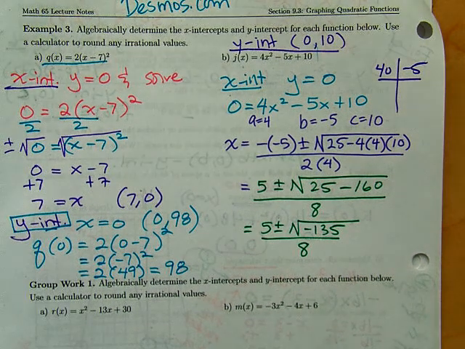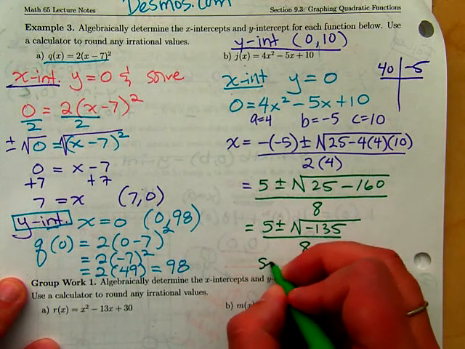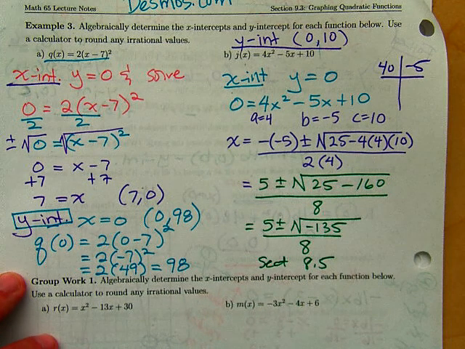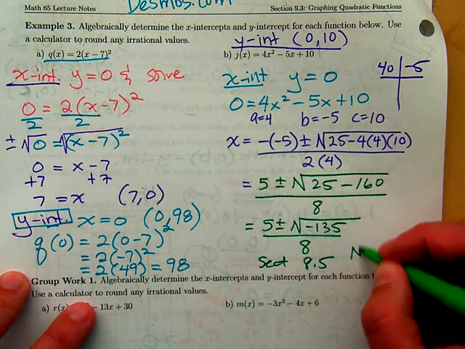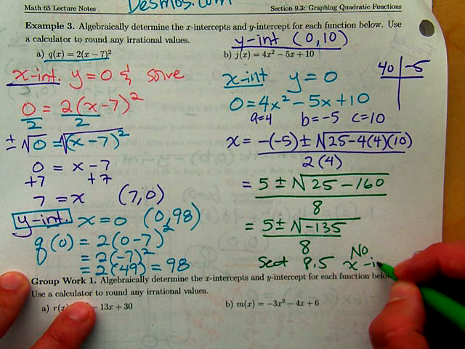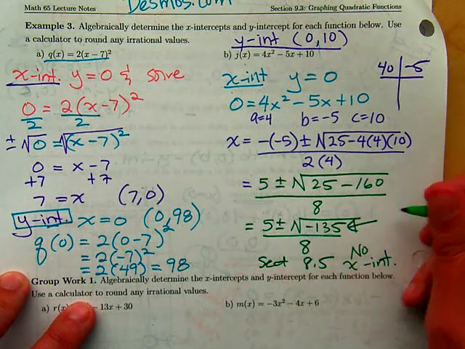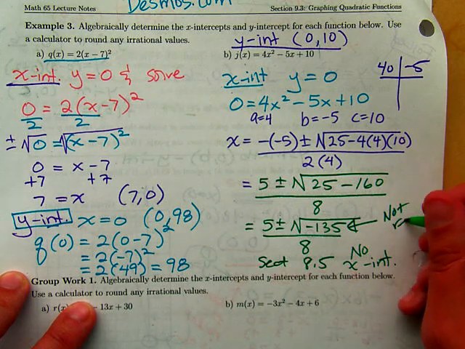So we haven't talked about this yet, and we're going to talk about it in section 8.5, about imaginary numbers. Right now, we would say there are no x-intercepts because this square root of a negative is not real.